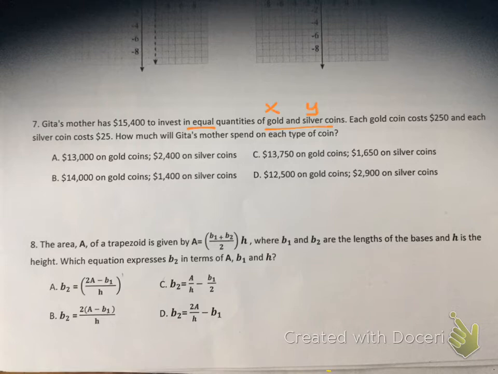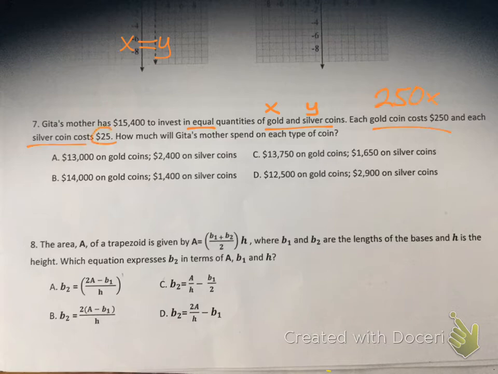So the first thing to realize is that this is a systems question, and it is telling you to invest equal quantities of gold and silver. We'll call gold coins X and silver coins Y, and you're investing equal quantities of them, meaning X is going to equal Y. We did a question like this as a review before the midterm, and it's just one of those harder equations to see because you have to recognize that you are setting the variables equal to each other.